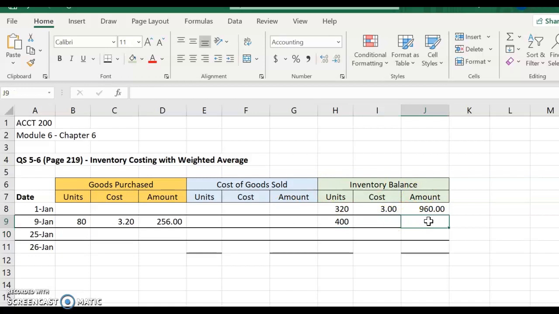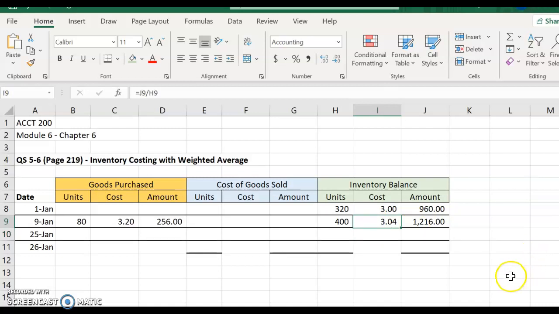Then I'm going to do my total cost. So I'm going to say equals J8, sorry, it's covering up my info there, plus D9, the amount that I just purchased. So the total cost value of my inventory is 1,216. To get my unit cost, I'm going to take the 1,216 and divide by the units. So my cost is $3.04 per unit.